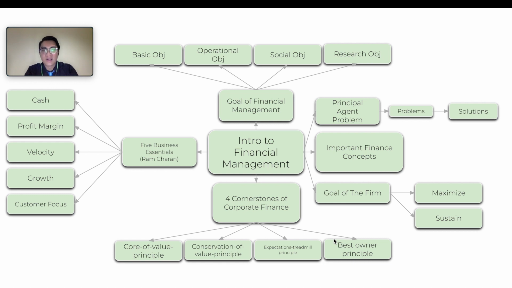The first one is about the goal of financial management. The second one is about principal-agent problem. The third one is about important financial concepts. The fourth one is about the goal of the firm. The fifth one is about the four cornerstones of corporate finance. And the sixth one is about 5 business essentials by an Indian-American business consultant, Ram Charan.